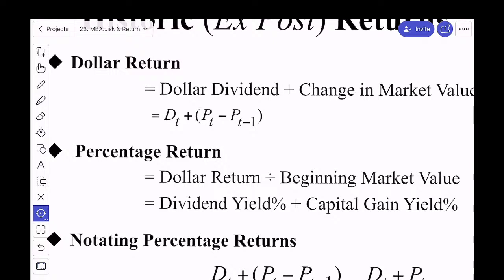So this is capital gains, in dollars. It's a gain if it's positive, it's a loss if it's negative. And this is the dividend here.